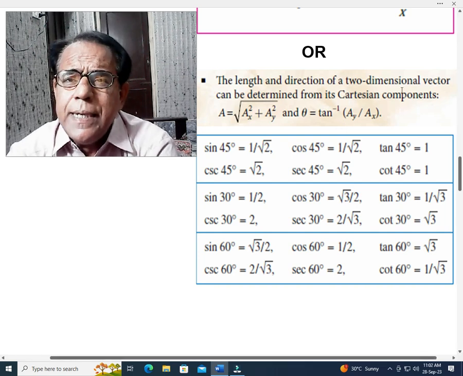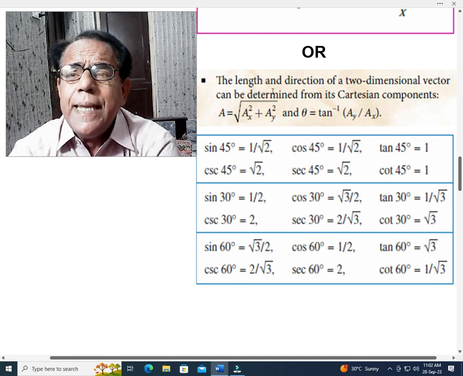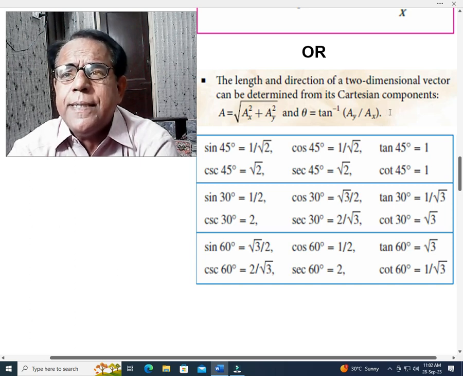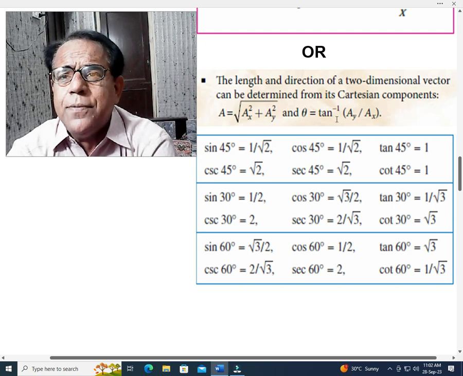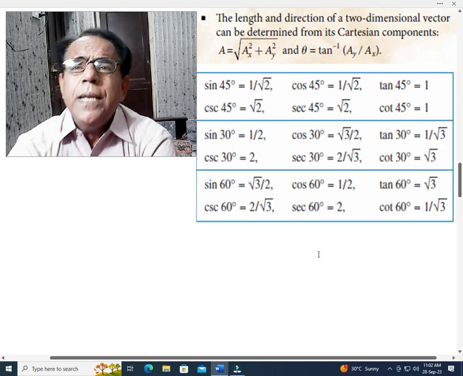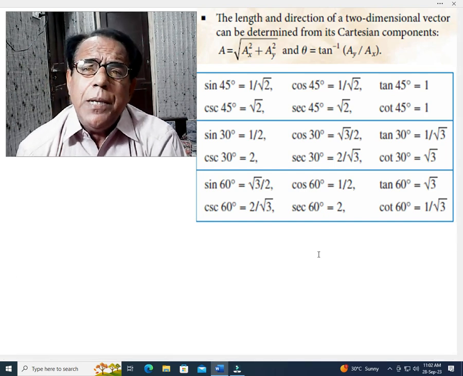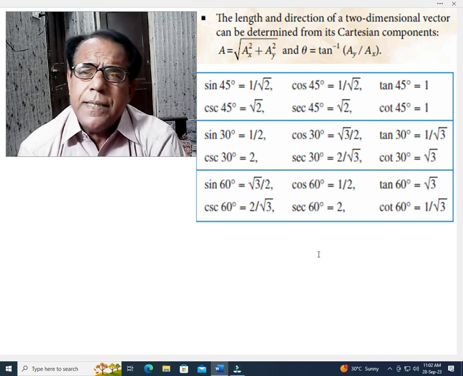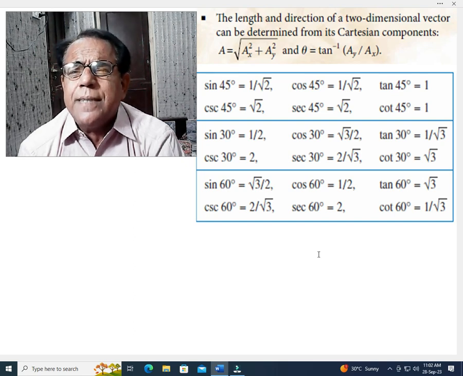Okay, and it also conveys almost similar philosophy. The length and direction of a two-dimensional vector can be determined from its Cartesian components: A equals the square root of Ax squared plus Ay squared, and theta equals tangent inverse of Ay over Ax. Next snapshot, some trigonometric values are given. This table may be very helpful in our further problems, particularly problems regarding vector calculus, vector analysis, etc.